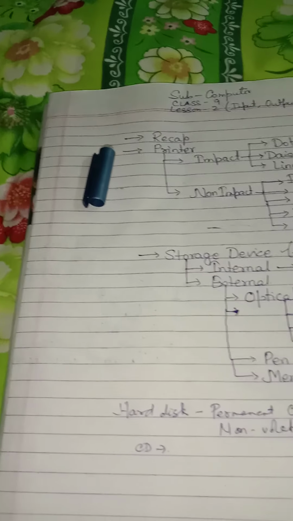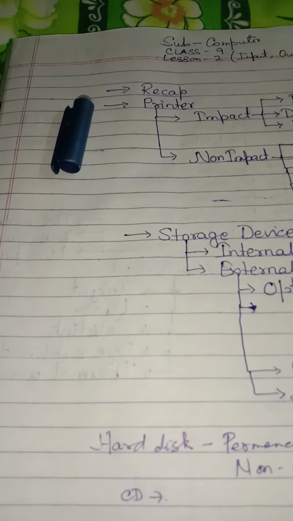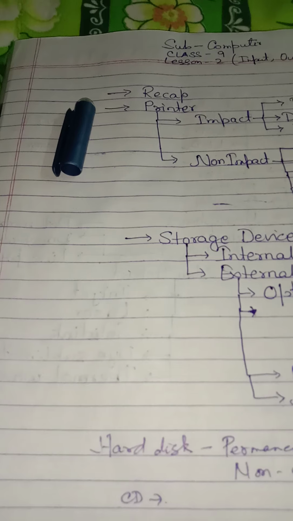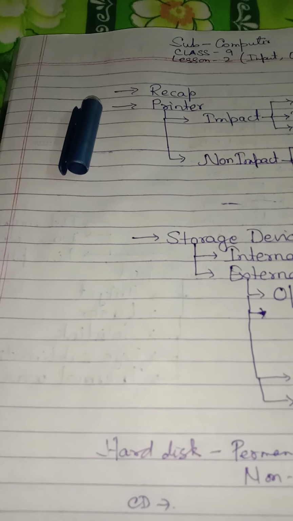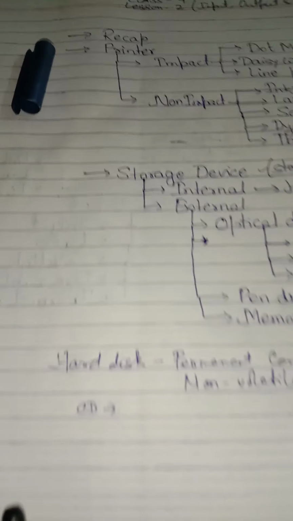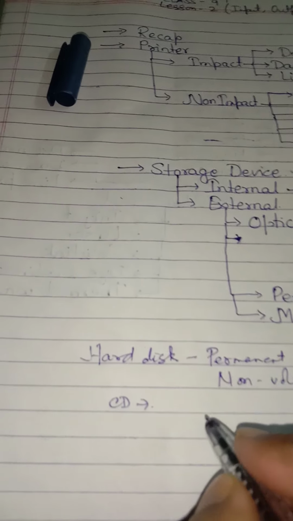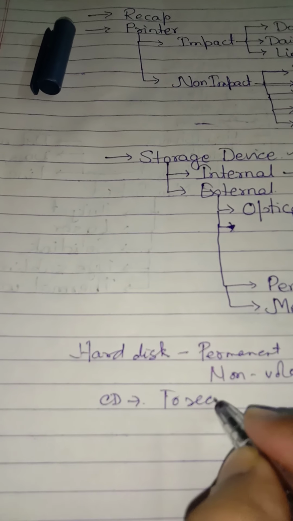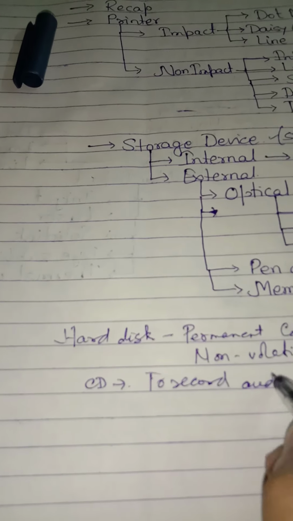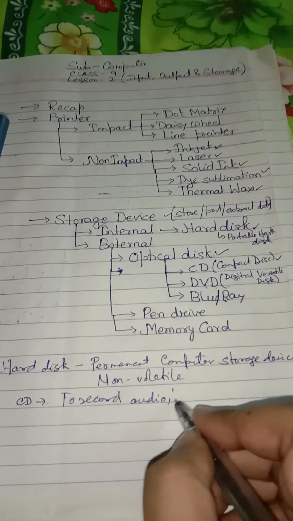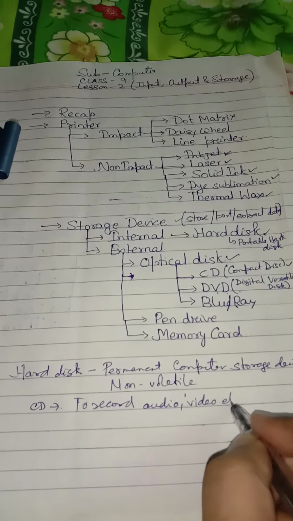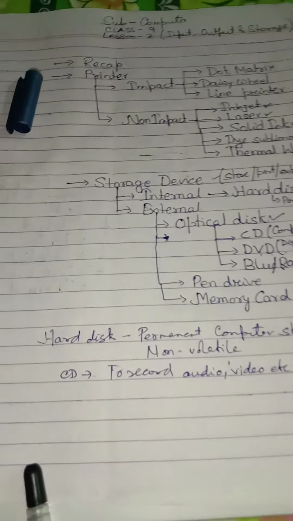CD. The full form of CD is compact disc. It is a storage medium that can be used to record audio, video and other digital media.